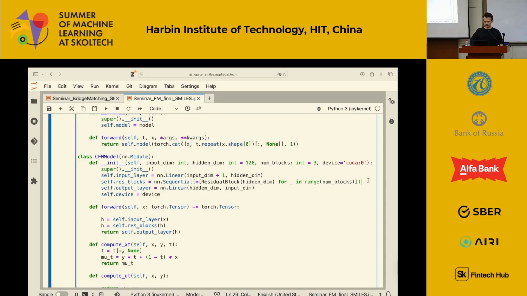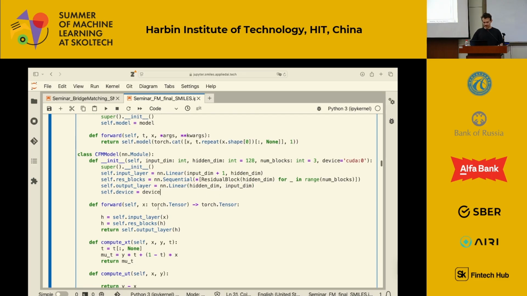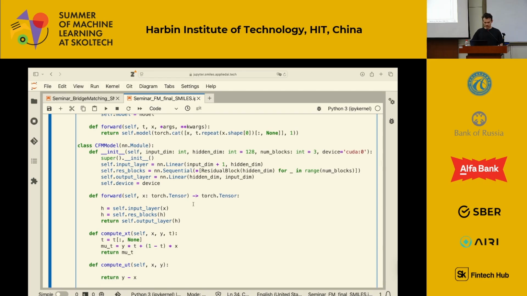Then we apply a sequence of residual blocks, which you can see as some kind of MLP-based unit. So it inputs some kind of hidden dim and outputs also hidden dim. You can stack as many residual blocks as you want. And after all residual blocks, we just have some kind of a decoder to the input dim once again. Yeah, of course, the device. So, okay, this is great. So forward is just a function that infers our neural network. This applies the input layer, aka encoder, residual blocks, and decoder.